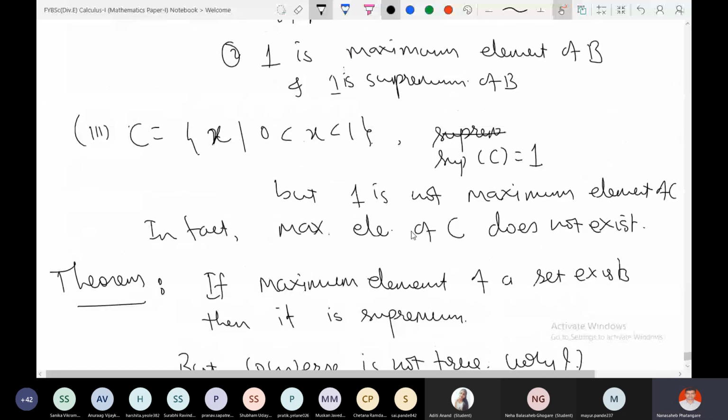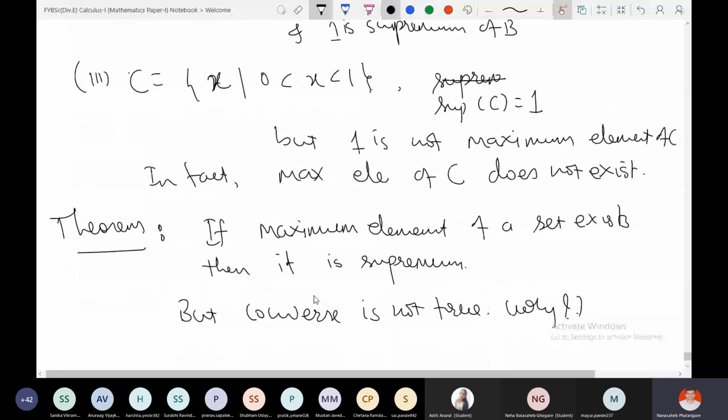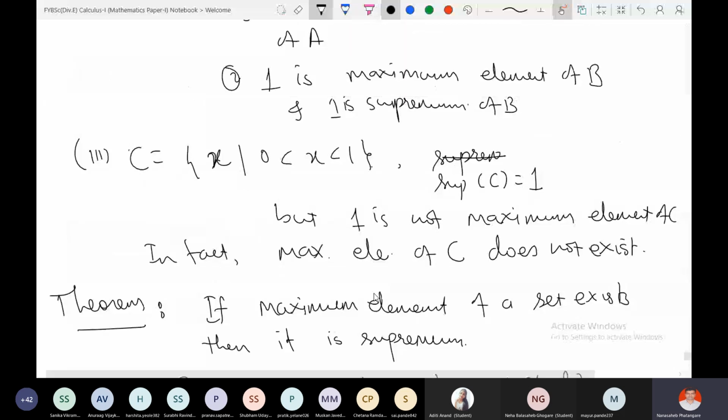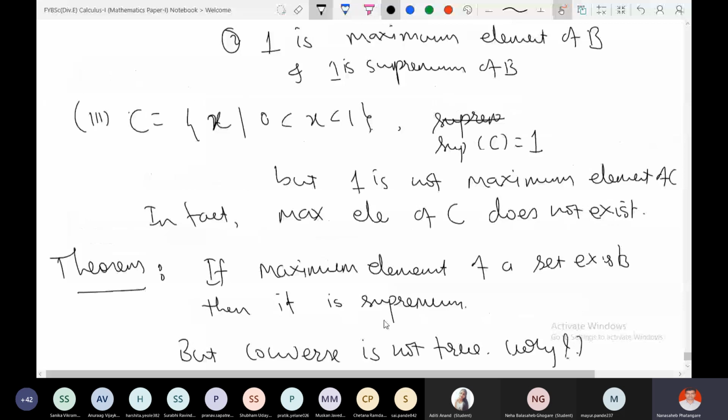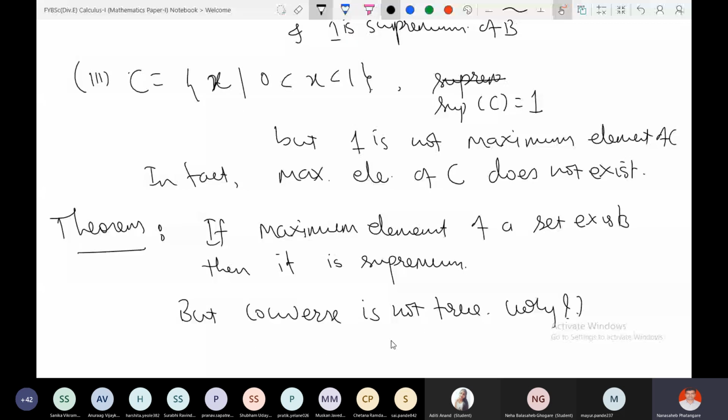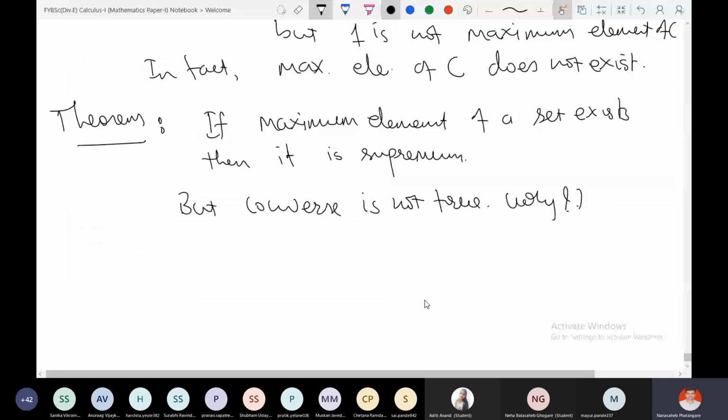Suppose you take A as a non-empty set. Suppose its maximum element exists. Suppose M is the maximum element. Then prove that it is an upper bound and it is least among all upper bounds. That you should prove. And why is the converse not true? If you want to prove that some statement is not true, then you should give a counterexample. How will you prove the converse is not true?